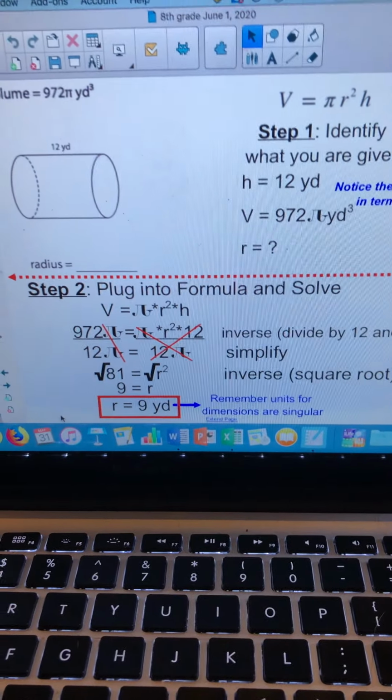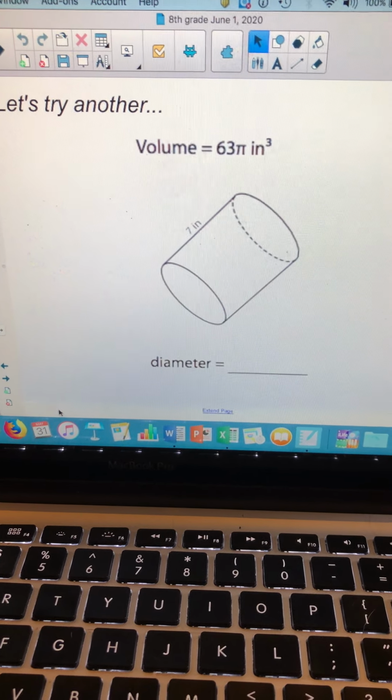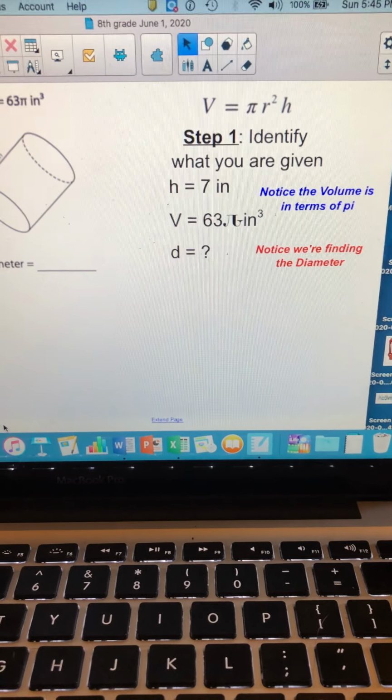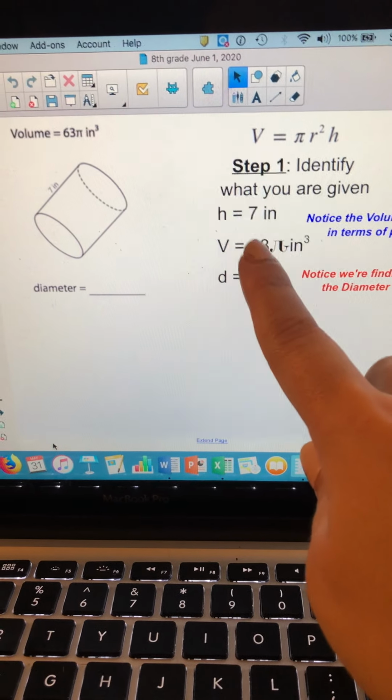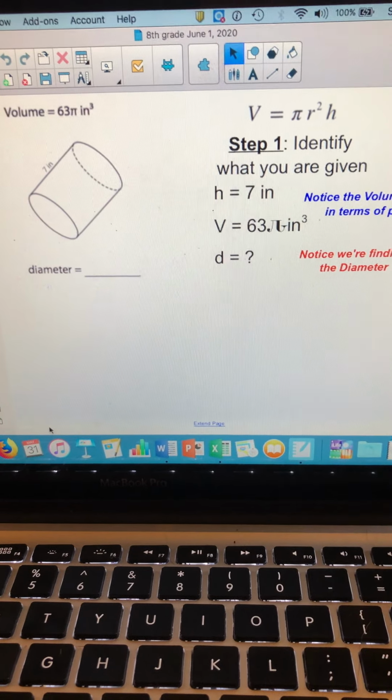So everything I just modeled is in your lesson, as always. Okay, there's another one for you to try. The volume is still in terms of pi. I'll just show you the work on here. So notice we list everything, right? We had our height, we had our volume in terms of pi, and we were looking for a diameter.